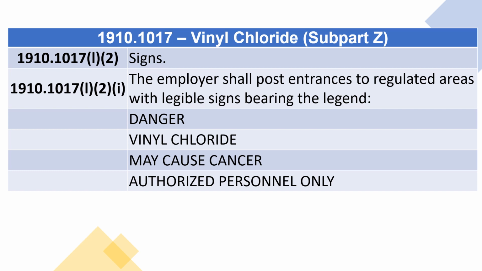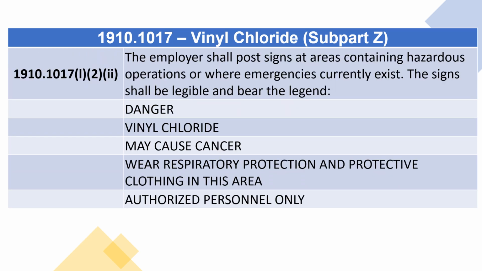1910.1017 L2. Signs. 1910.1017 L2 1. The employer shall post entrances to regulated areas with legible signs bearing the legend, "Danger, vinyl chloride may cause cancer. Authorized personnel only." 1910.1017 L2 2. The employer shall post signs at areas containing hazardous operations or where emergencies currently exist. The sign shall be legible and bear the legend, "Danger, vinyl chloride may cause cancer. Wear respiratory protection and protective clothing in this area. Authorized personnel only."